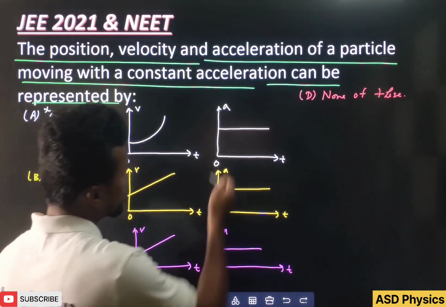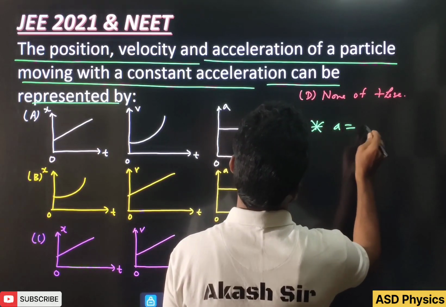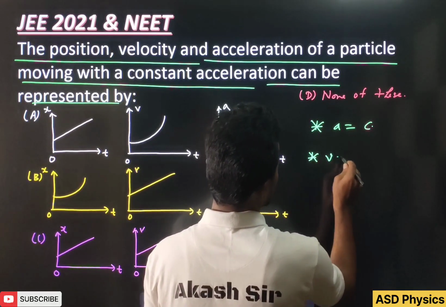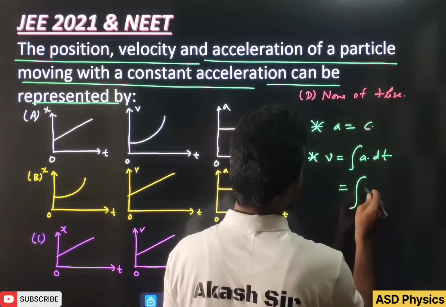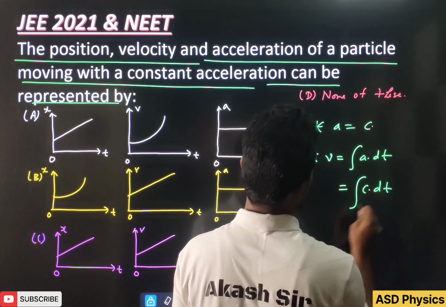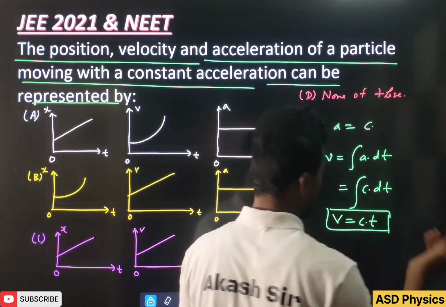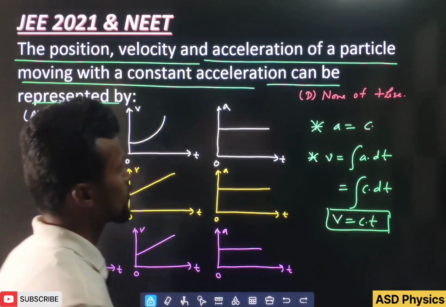But you remember that whenever the acceleration is constant, what will happen to the velocity? Velocity means integration of a dt. So a means c into dt. So see what will come here? V equal to c into t. In a very basic way we are doing here, we are considering the constant of integration to be 0 by default always.